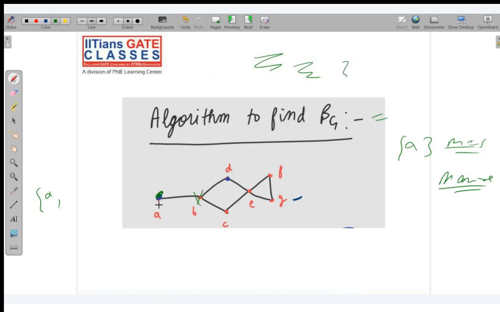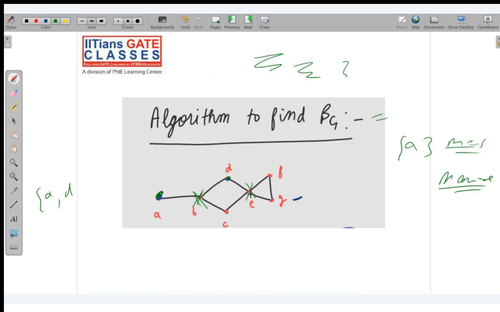So A I have taken, B I will cross. Why? Because B will be adjacent. I have to take non-adjacent. D. Yes, D I can take. The moment I take D, I will cross E. Okay, and why have I taken D? Because it was having very less degree, or it was adjacent to very few vertices.